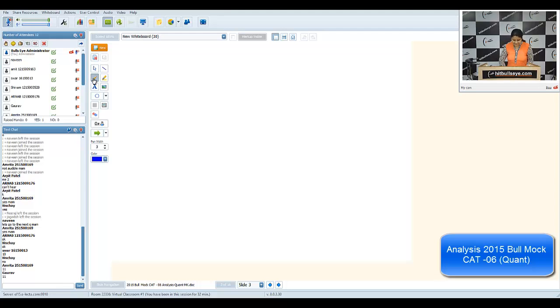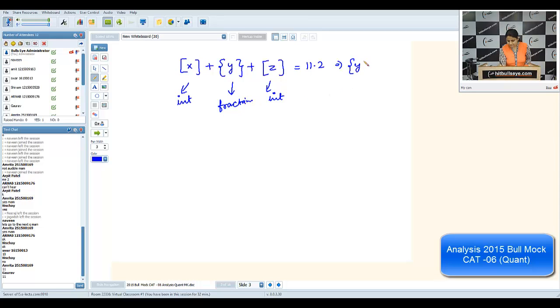X, Y, Z are positive numbers. And the first condition is given as greatest integer of X, plus fractional part value Y, plus greatest integer of Z, that is 11.2. The greatest integer is always an integral value. This is an integer, Z is also an integer. Of course, the sum of two integers will always be an integer. That's why Y will be a fractional value. That's why I can say that the fractional part or decimal part of Y will be 0.2.